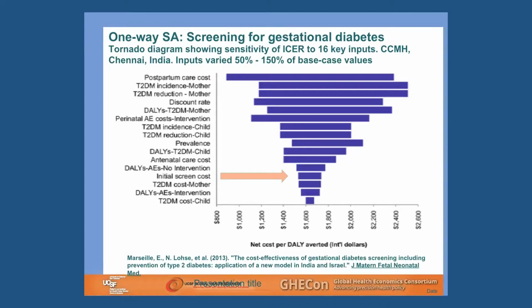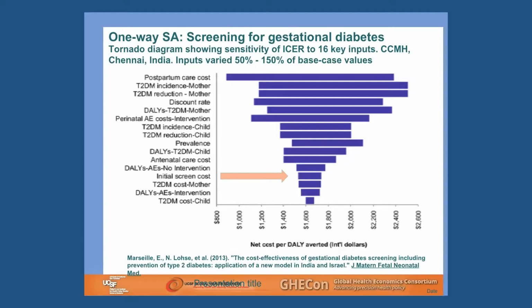And you can see that varying the base case value of that postpartum care cost between 50 and 150% of its base case value results in substantial change in the cost effectiveness ratio from, just reading it off here, it looks like about $600 per DALY averted up to about $2,400 per DALY averted. And as you go down, the successive inputs have less influence on the result.